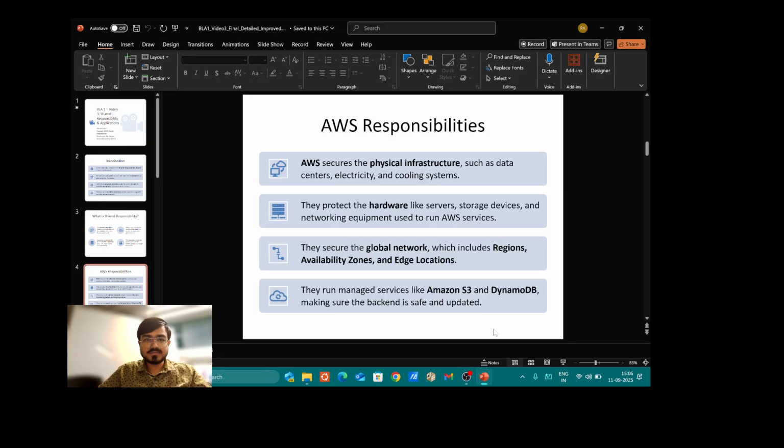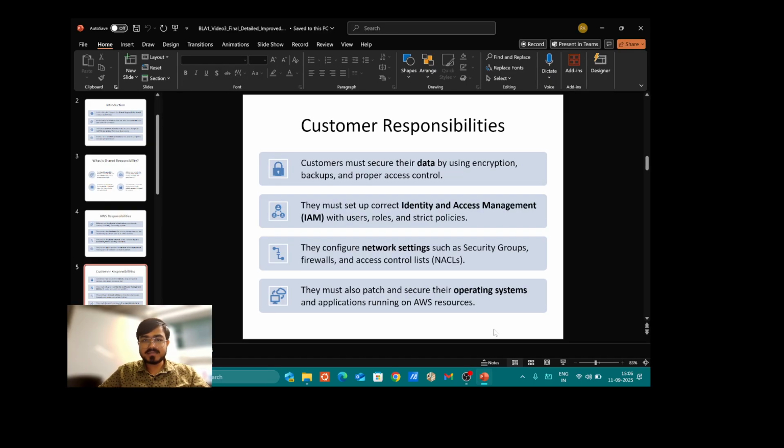Let's see the AWS responsibility. Let's first see what AWS is responsible for. AWS secures the physical data center with guards, cameras, power backup, and cooling. They protect the hardware, servers, storage devices, and networking equipment. They also secure the global infrastructure like regions, availability zones, and edge locations. Finally, they make sure managed services like Amazon S3 and DynamoDB run securely in the background. Let's see the next one.